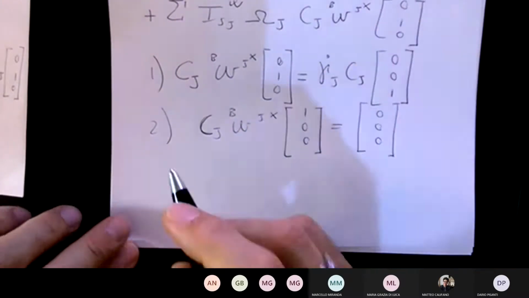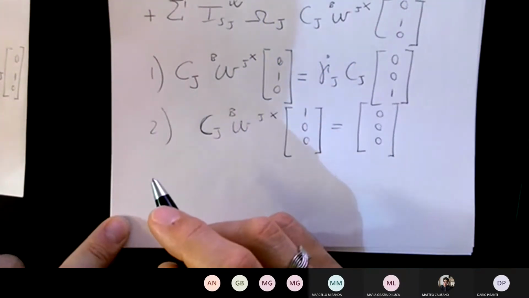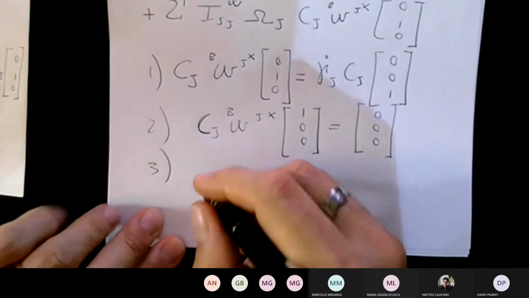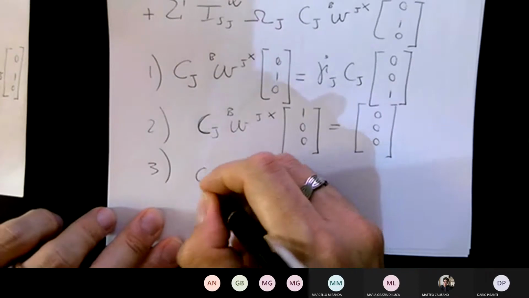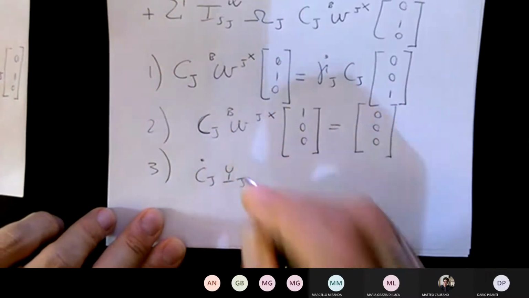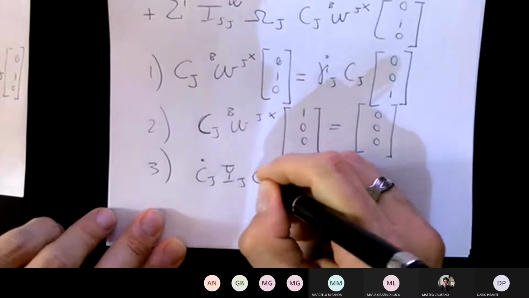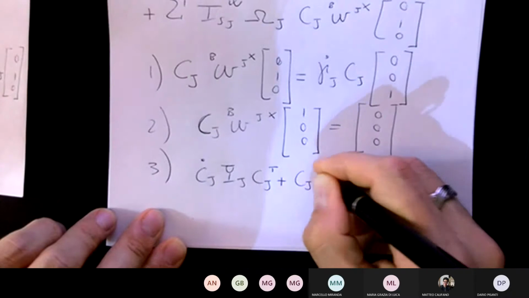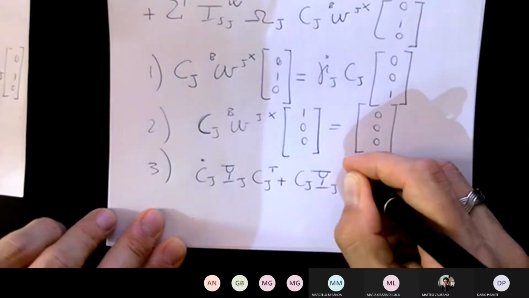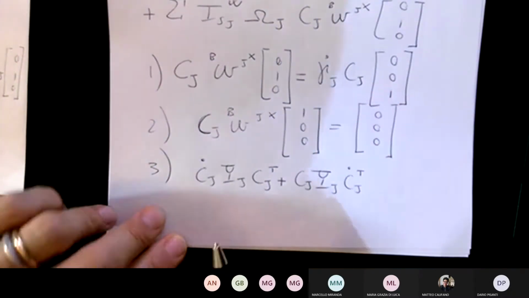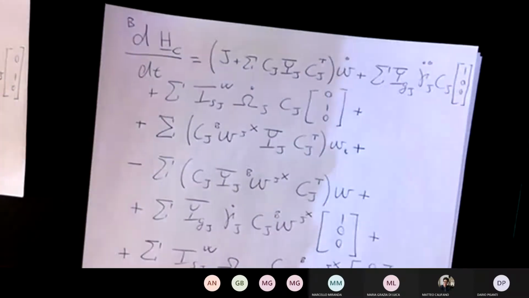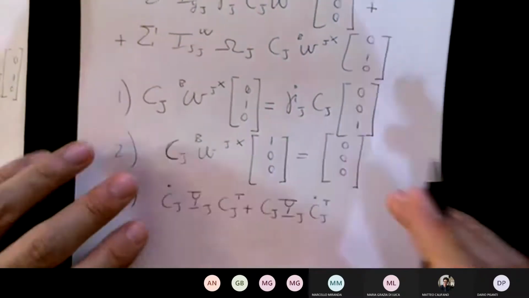We can write this ugly term here, Cj dot Yj Cj transpose plus Cj Yj Cj dot transpose, which is coming from taking the derivative of this term, right? This summation here. It's just one of them.